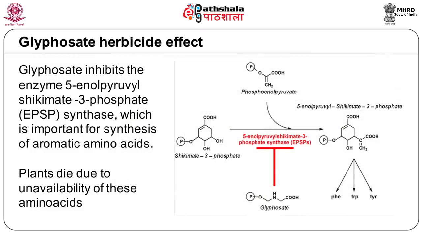Glyphosate is a broad spectrum herbicide that inhibits the enzyme 5-enolpyruvyl shikimate 3-phosphate synthase or EPSP synthase, which is important for synthesis of aromatic amino acids. The substrate, phosphoenolpyruvate, cannot bind to the active site of the EPSP synthase due to glyphosate binding. The plants treated with this herbicide die because they cannot synthesize proteins that require these amino acids.